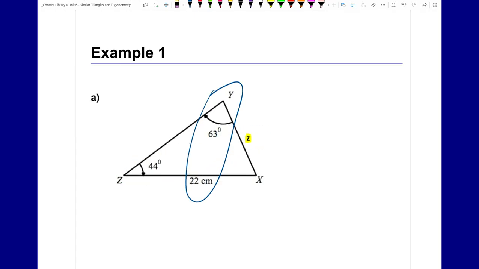Let me use a different color for that one. Half a pair here, where I have an angle and no side, but I am looking for that side. So I have half a pair worth of information, so to speak. So this is where we can use our sine law.